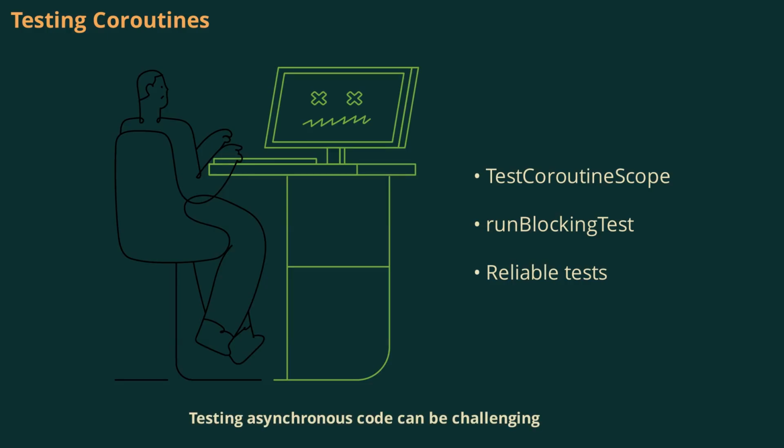Testing asynchronous code can be challenging, but Kotlin Coroutines provide tools to make it easier. You can use TestCoroutineScope and runBlocking tests to simulate coroutine execution and verify your logic. This helps you catch bugs early and ensures your code works as expected in all scenarios.